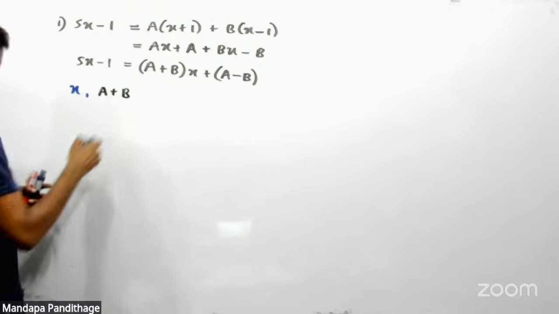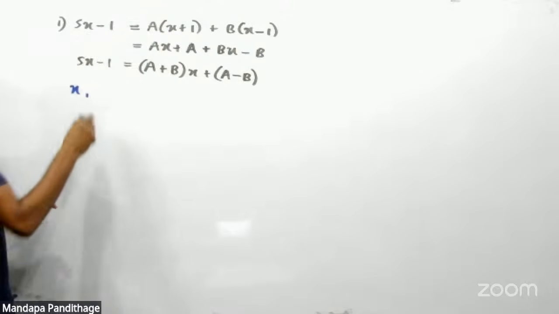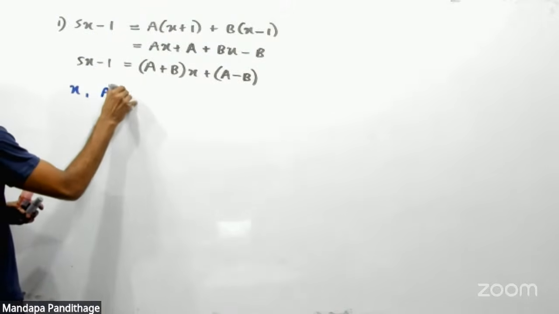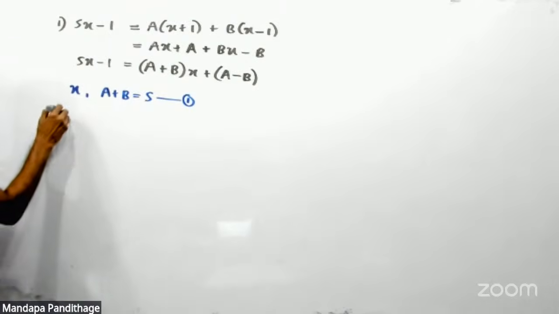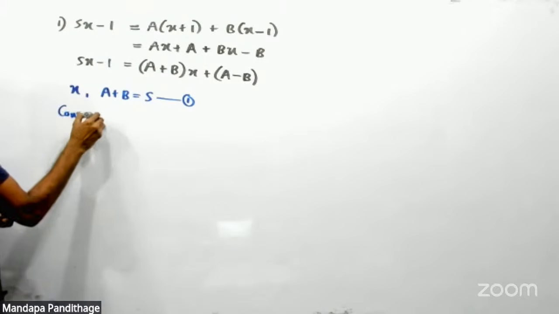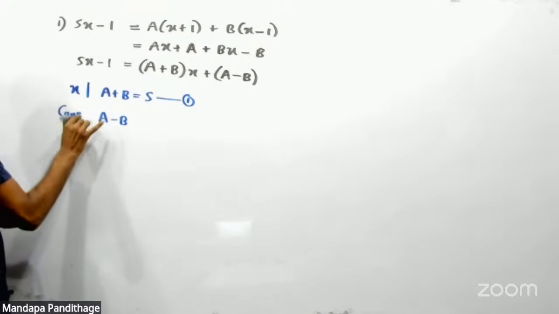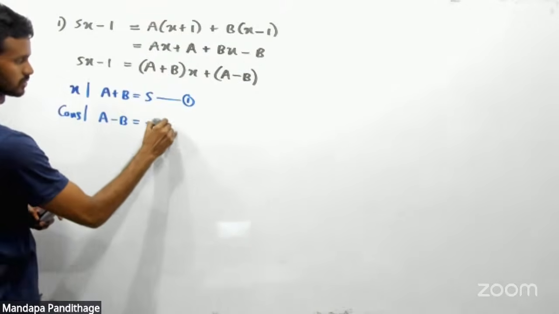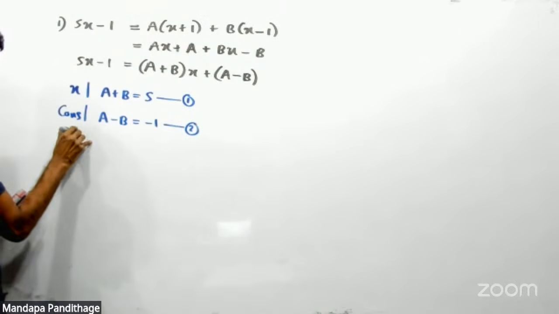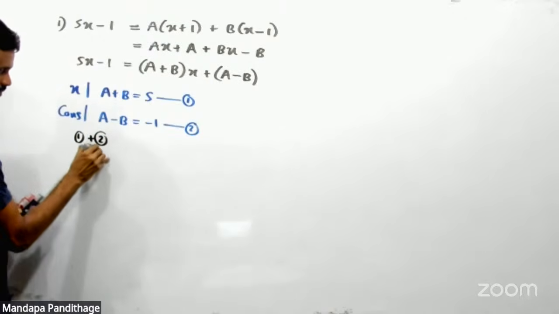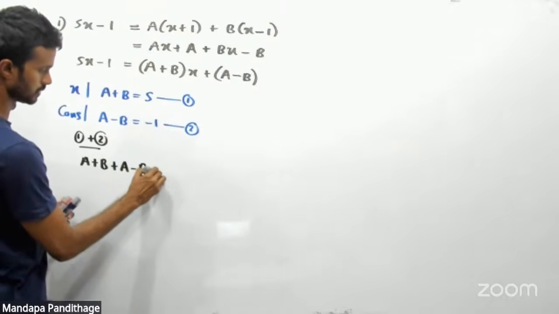So we get two equations. The coefficient of x gives a plus b equal to 5, the first equation. Then if you write the constant, you get a minus b equal to minus 1. So you get two simultaneous equations. Then you can solve this. Add these two, 1 plus 2: a plus b plus a minus b is equal to 5 minus 1.